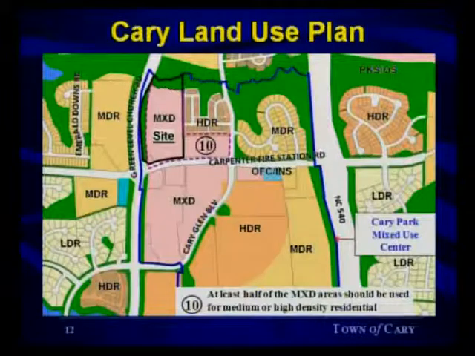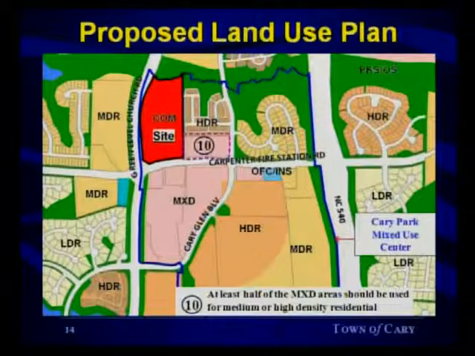As per the Northwest Area Plan, the current land use designation for the subject property is mixed use and includes Northwest Area Plan Note 10, which states that at least half of the mixed use areas should be used for medium or high density residential. The subject property is also located within the Cary Park Community Mixed Use Activity Center. The applicant proposes to change the land use designation to commercial with removal of Northwest Area Plan Note 10.